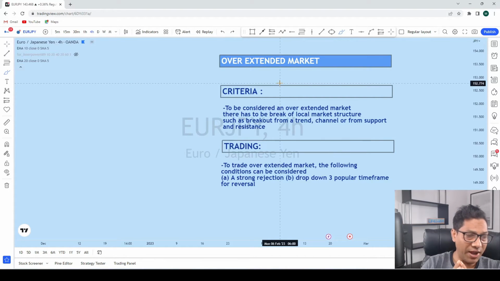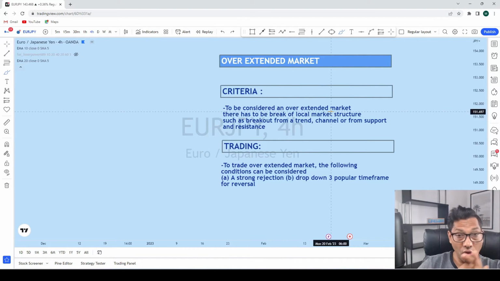The best way to understand an overextended market is to identify the market structure first. To be considered an overextended market, there has to be a break of local structure, such as a breakout from a trend line, from a channel, or from support and resistance. Very clear. Let me give you an example and then we'll look at the chart.